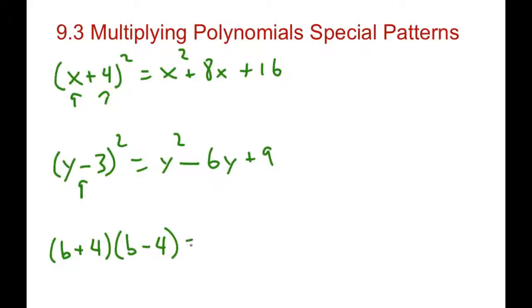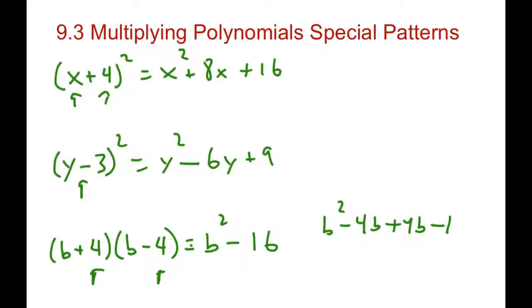And then the last one, the first term is squared. It happens to be a b, so b squared. Then it's a minus, and then it's the second term, which is 4. 4 squared is 16, and that's it. And if you were to FOIL this one, what would have happened was you would have gotten b squared, you would have had minus 4b, then plus 4b, then minus 16, and this negative 4b and positive 4b cancel, and you're just left with b squared minus 16, which is exactly what we have.